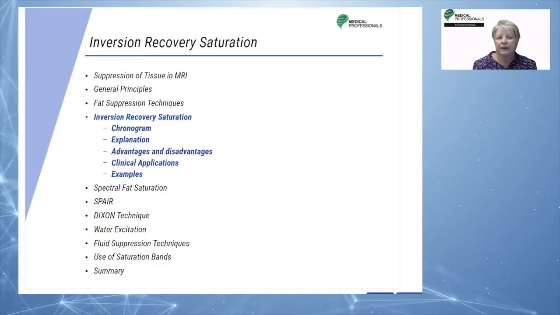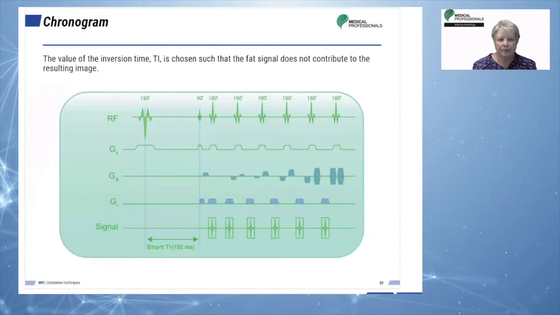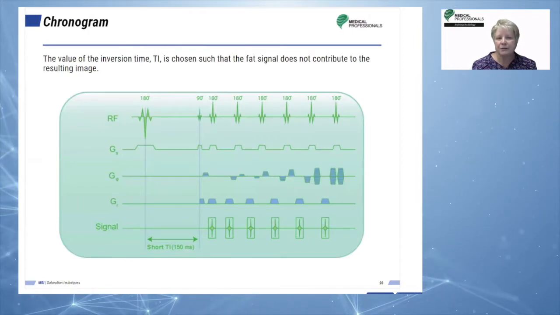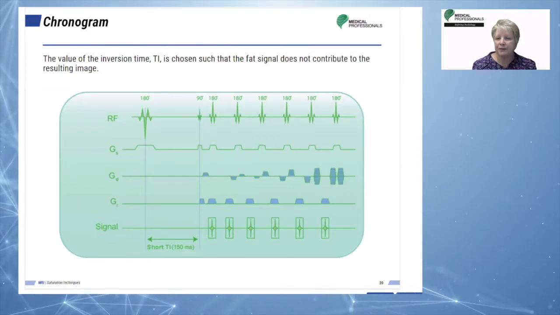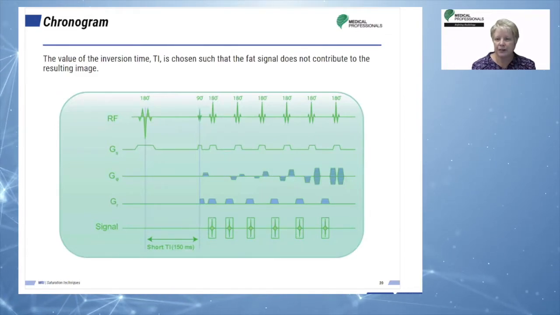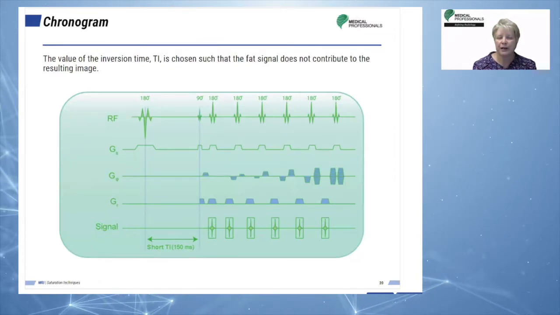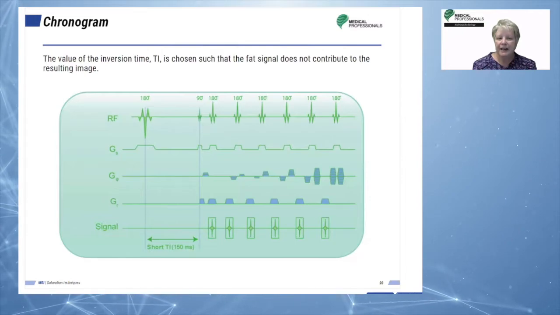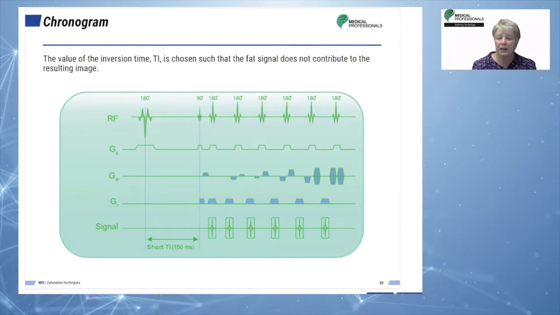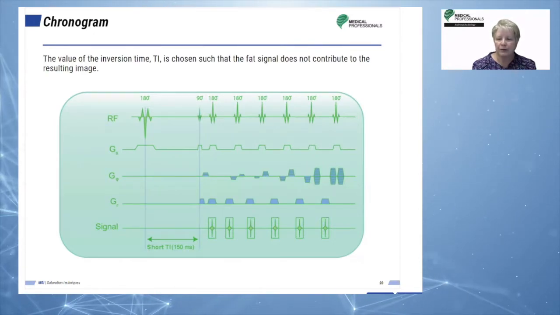First is the only technique using T1 relaxation, and that is our STIR. STIR is an inversion recovery sequence where the value of the inversion time, or TI, is chosen such that the fat signal does not contribute to the resulting image. In this technique, note that the initial pulse applied is a 180-degree pulse. We call this an inversion pulse.